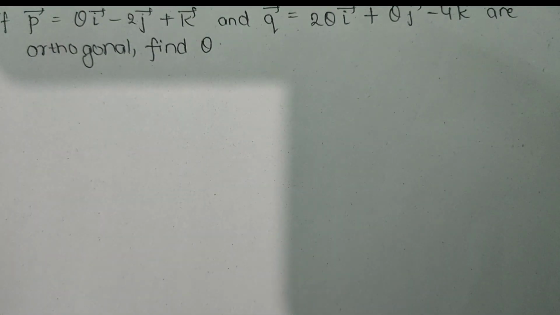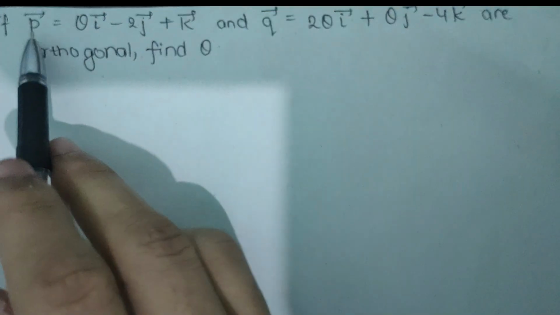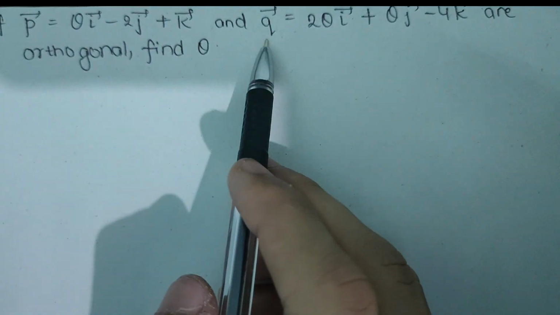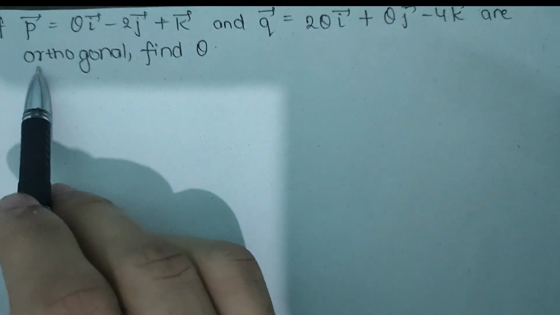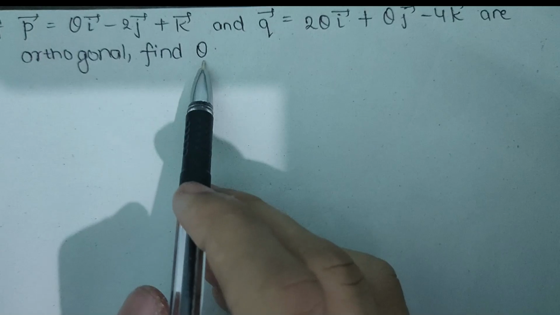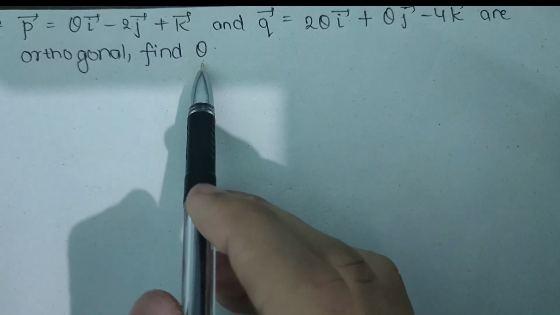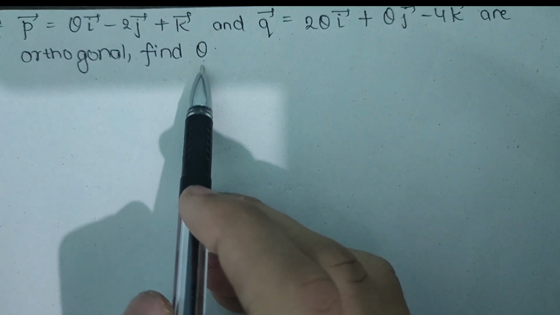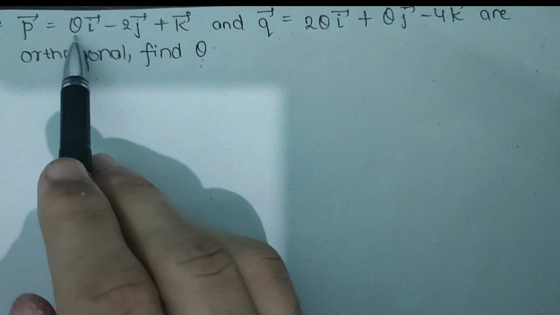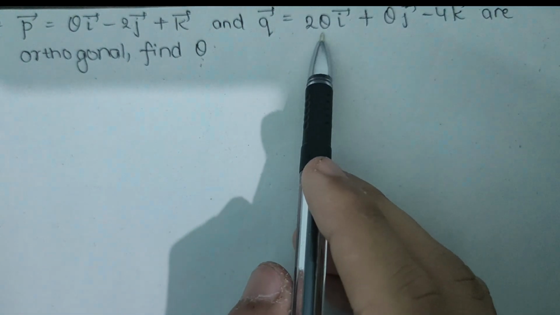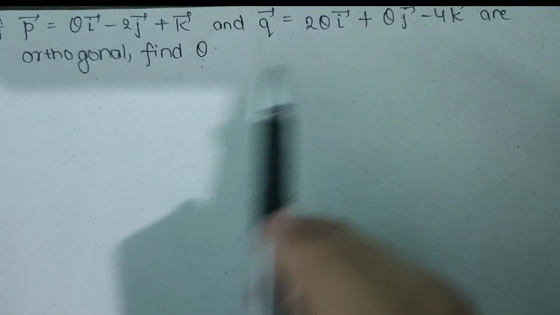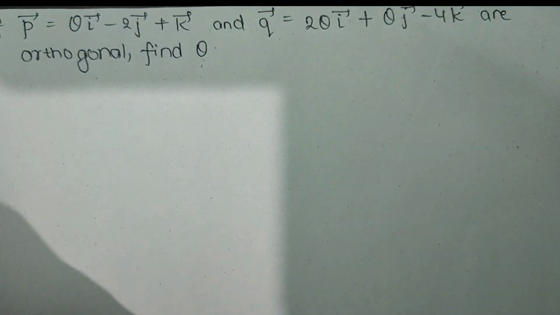Hi everyone, in this video we have a vector p and a vector q, and the question says that they are orthogonal and we need to find theta. Remember, here theta is not the angle between the two vectors. Here theta is the variable which has been put here and here and here. So we need to find this value of theta.